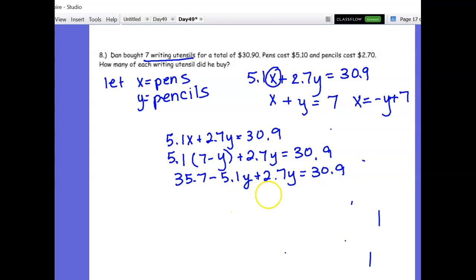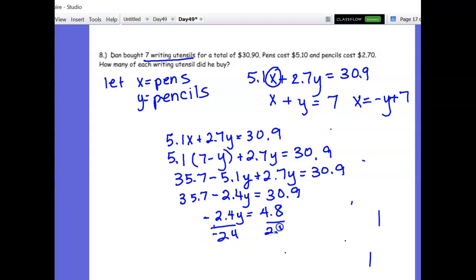We combine our like terms here, so we're going to get 35.7 minus 2.4y, so we get negative 2.4y equals 30.9. Okay, and then we bring the 35.7 to the other side by subtracting. We end up with negative 2.4y is equal to 4.8. And when we divide by negative 2.4, we end up with y is going to be equal to 2. Okay, so our y is 2.